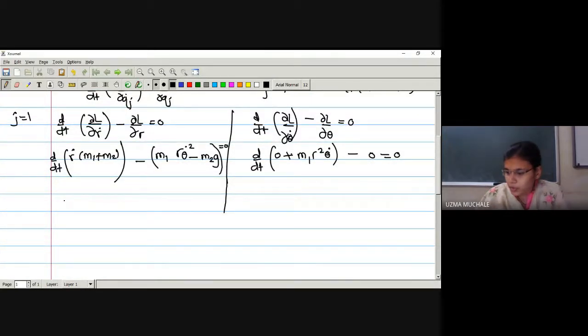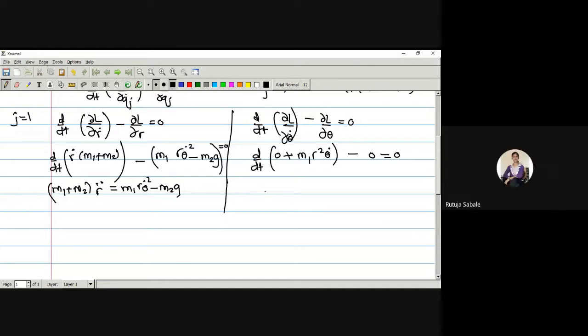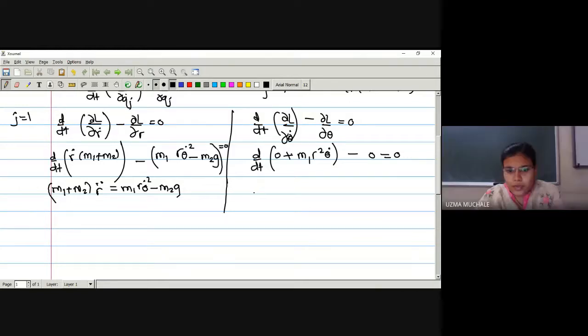What will be the first equation? m1 and m2 are constants, so we can take them outside. (m1 plus m2) times the derivative of r dot with respect to t, that will be r double dot, which equals m1 r theta dot square minus m2 g. Is it okay? Yes, ma'am. So let us go for the next one.